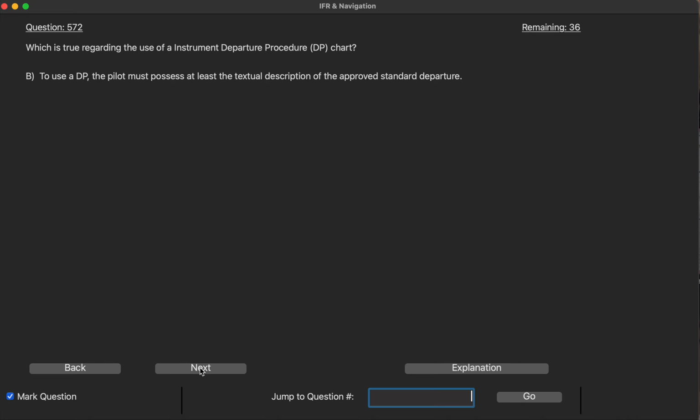Which is true regarding the use of instrument departure procedures, DP chart? To use a DP, the pilot must possess at least the textual description of the approved standard departure. Which is true regarding STARs? STARs are to facilitate transition between en route and instrument approach procedures.